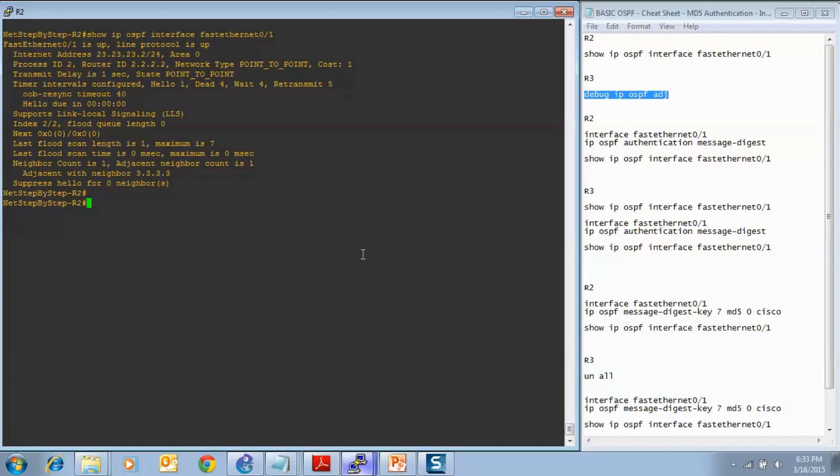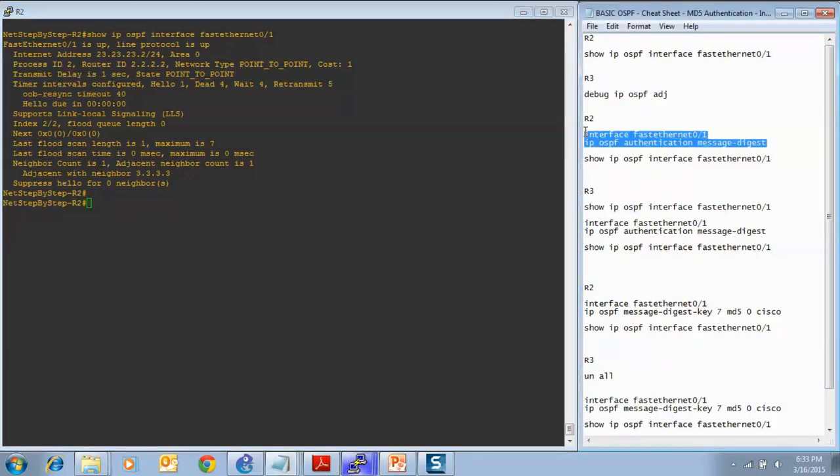On router 2, from the output of the show command, I see that there is a neighbor on interface fast Ethernet 0/1. I'm going to set OSPF authentication from null to MD5 utilizing the command IP OSPF authentication message digest at interface mode.